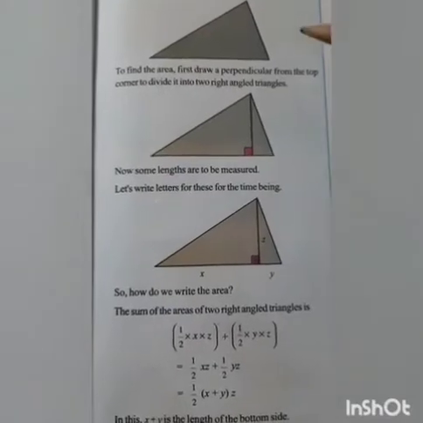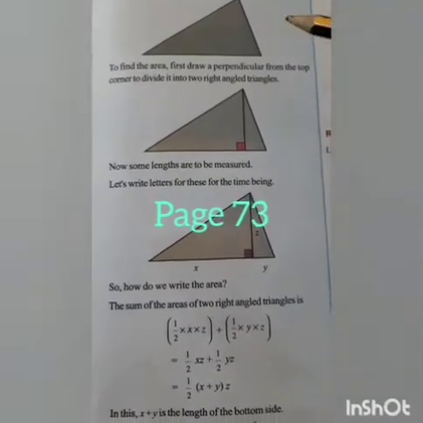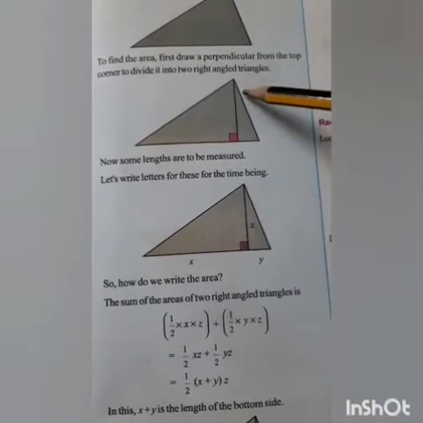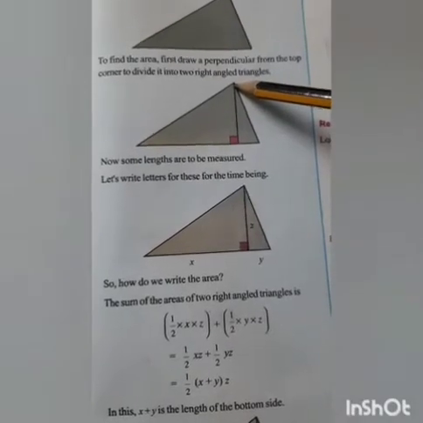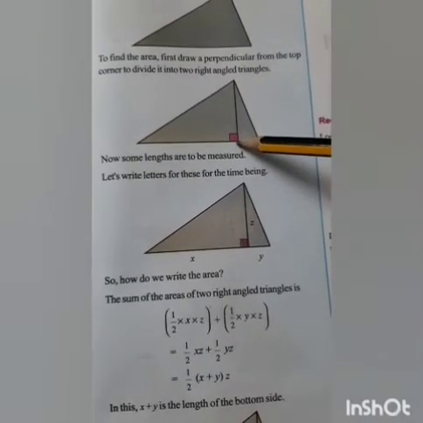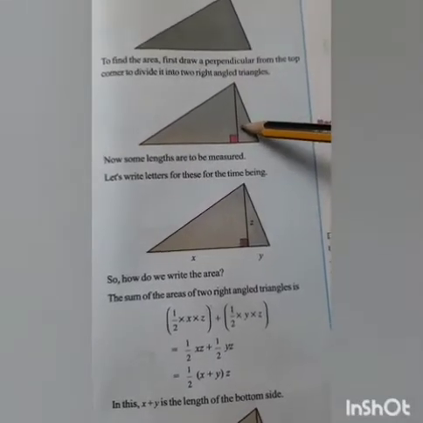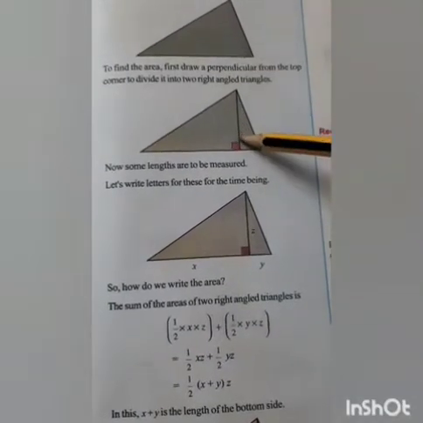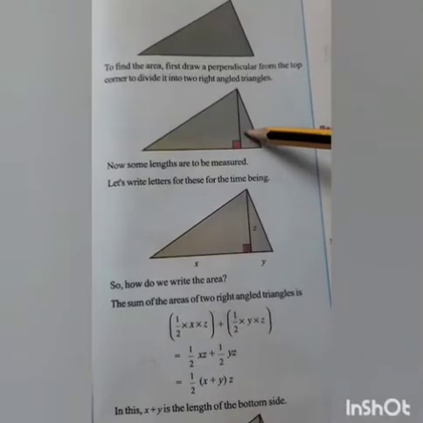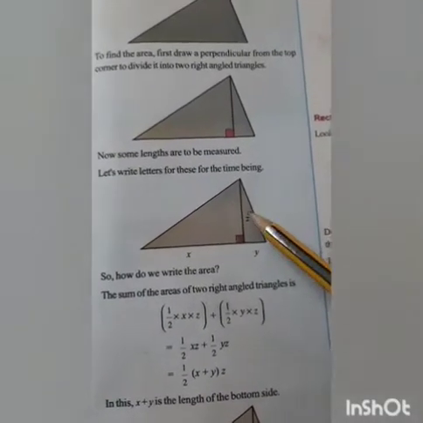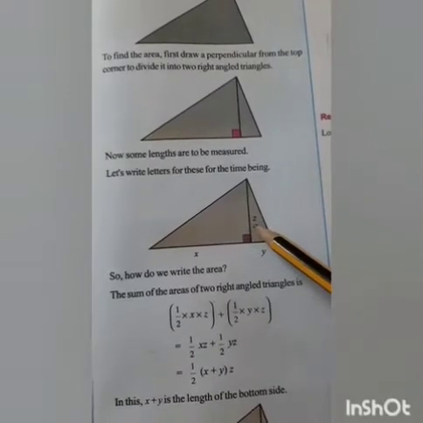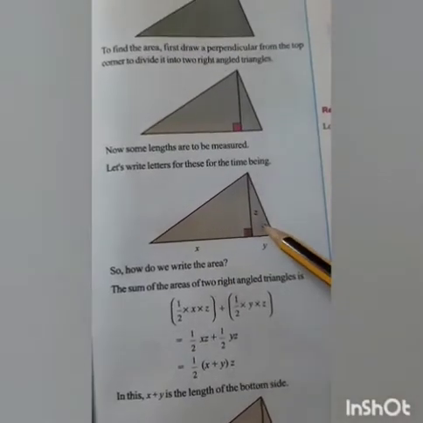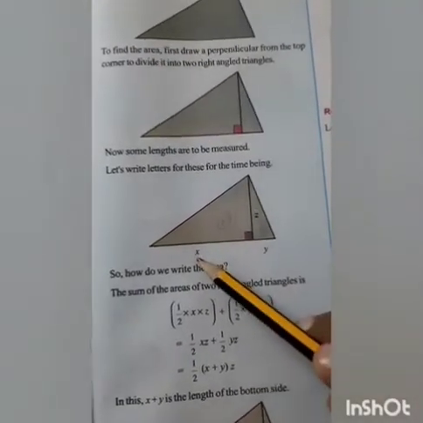See the general method to find the area of a triangle. To find the area, first we have to draw a perpendicular from the top corner to the bottom, to divide it into two right angled triangles. By drawing this perpendicular, this triangle is split into two right angle triangles. In the first triangle, the perpendicular length we write as Z and the base length as Y. This is the first triangle, this is the second triangle. In the second triangle, the base length is written as X.